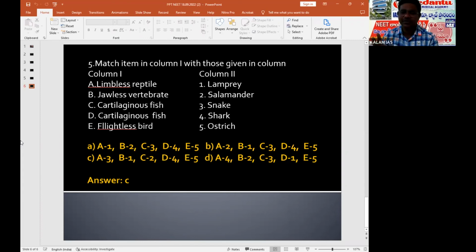We have three birds which are not capable of flying: ostrich, emu, and kiwi. These are considered ratite birds, and due to their heaviness, they are unable to fly. So these are rightly matched, which means C is the answer. So these are the matching questions. So there ends the question.